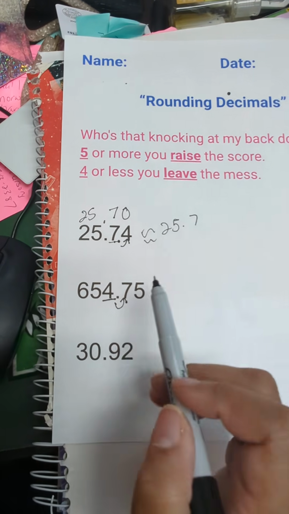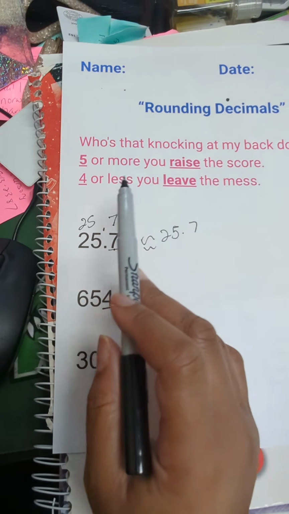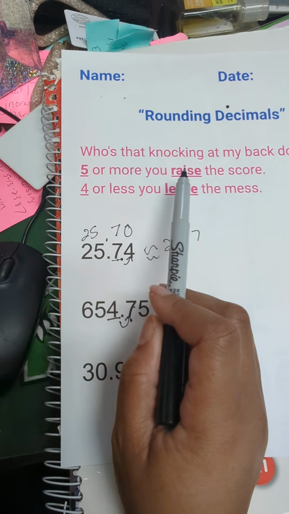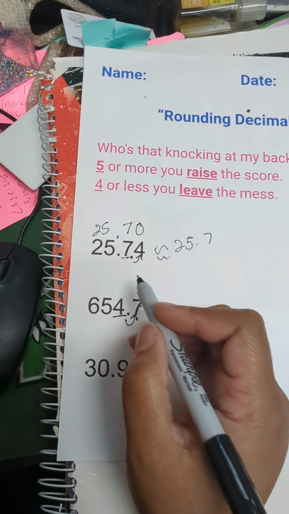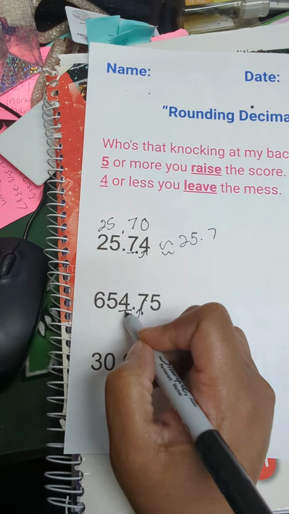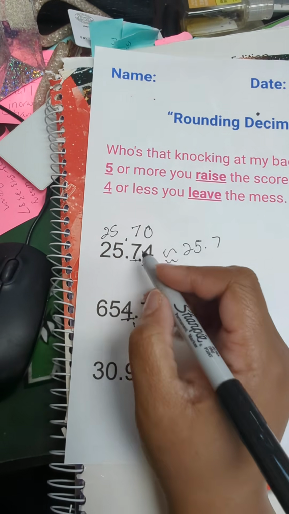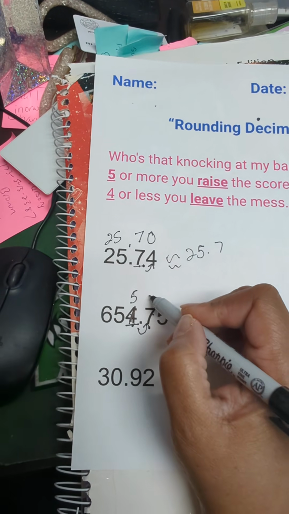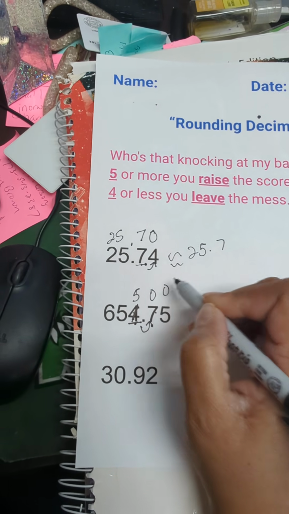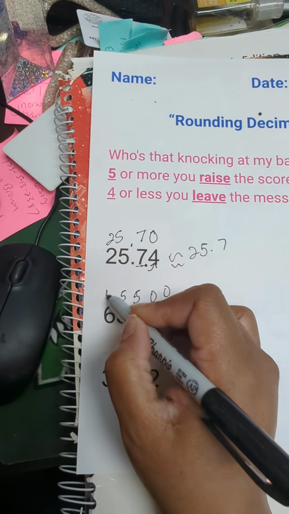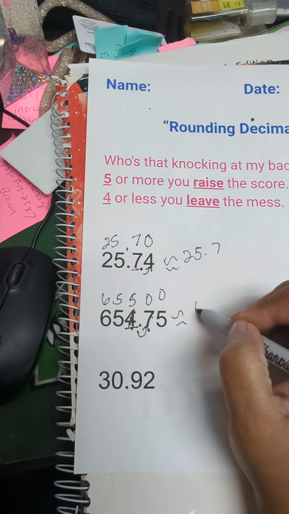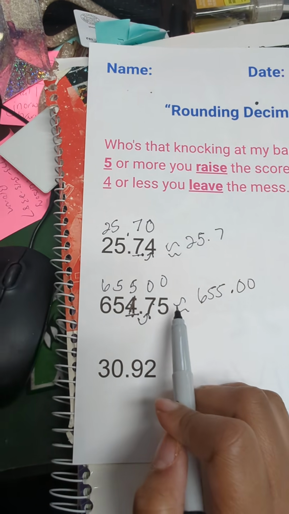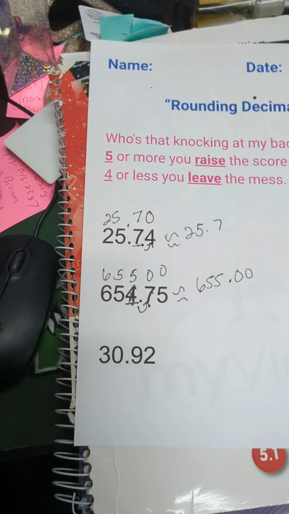7. Very good. So is 7 5 or more, or is 7 4 or less? I hope you said 5 or more. So if it's 5 or more, we raise the score. So you're going to go back to your place value that you're rounding to and raise the score. 4 plus 1 equals 5. This changes into a 5, and everything behind it becomes a 0. Everything in front of it stays the same. So our new answer here is 655 decimal 00. This is the symbol for rounding, okay?